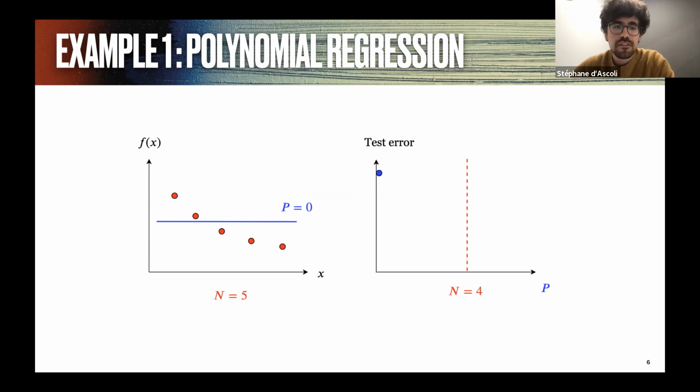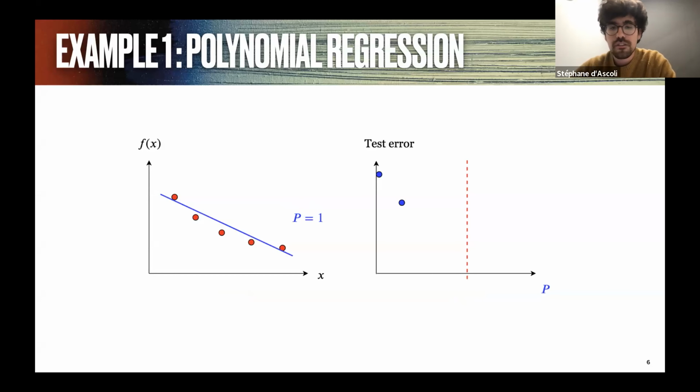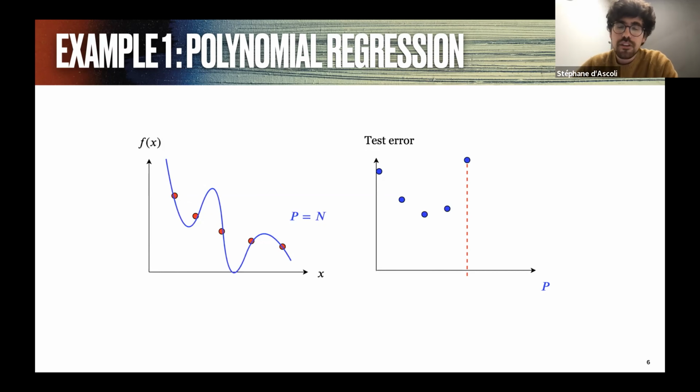And so if we take p equals 0, of course, you only have a constant to learn with, so your test error is going to be high. If we take p equals 1, we have a linear function, so we're going to get better performance, but there's going to be a point at which you're going to get poor performance, which is exactly when p is equal to n, when the degree of your polynomial is equal to the number of data points.